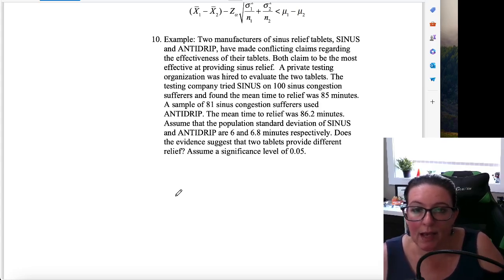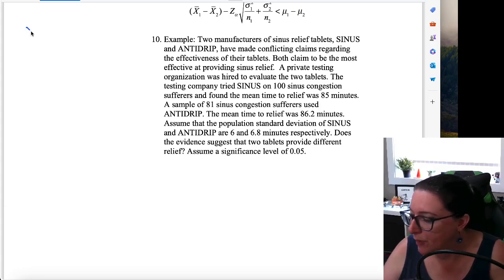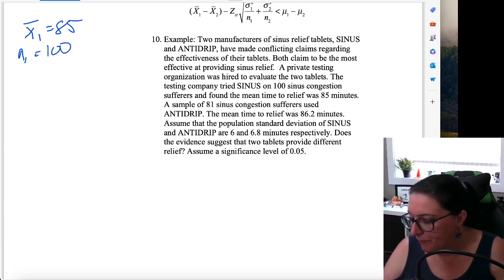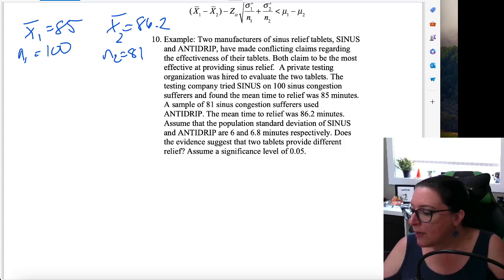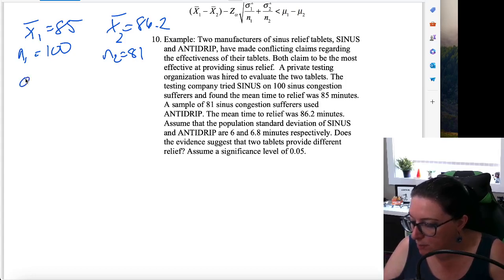The testing company tried Sinus on 100 sinus congestion sufferers and found that the average time to relief, so X bar 1, is 85. A sample, and here N1, is 100. And then we found X bar 2, a sample of 81 sinus congestion sufferers, N2 equals 81, had an average time to relief of 86.2 minutes. Assume that the population standard deviations of Sinus and Anti-Drip are 6 and 6.8. So this is a standard deviation, a sigma, so 6 and 6.8.